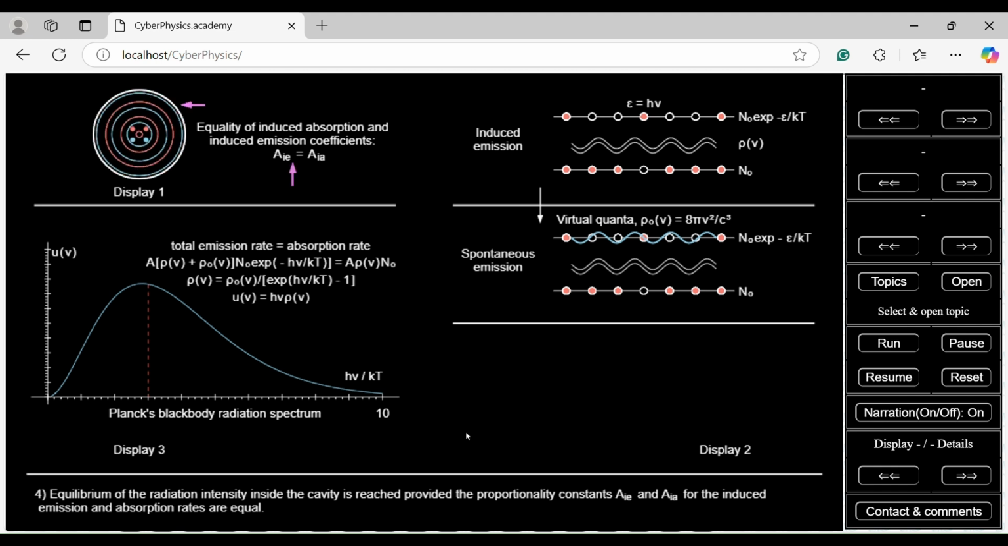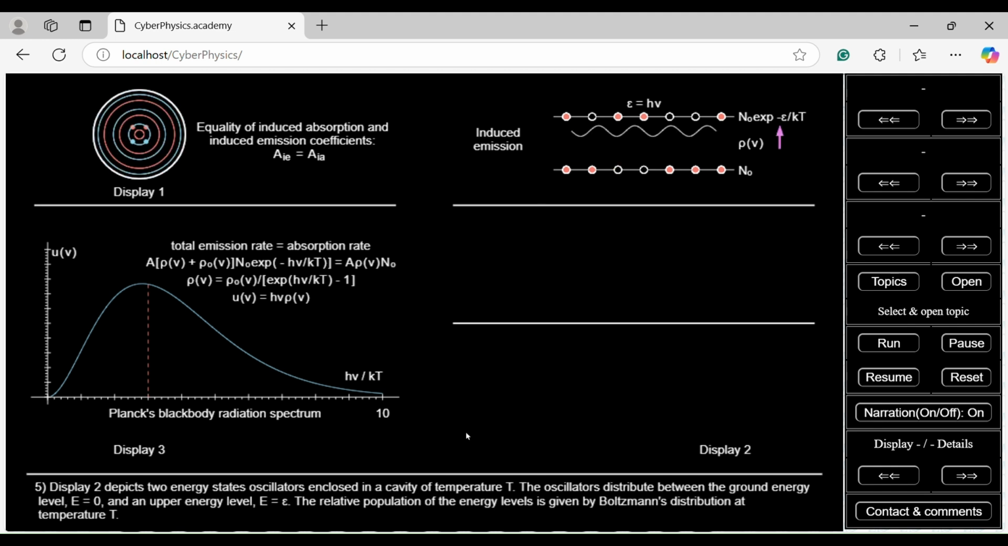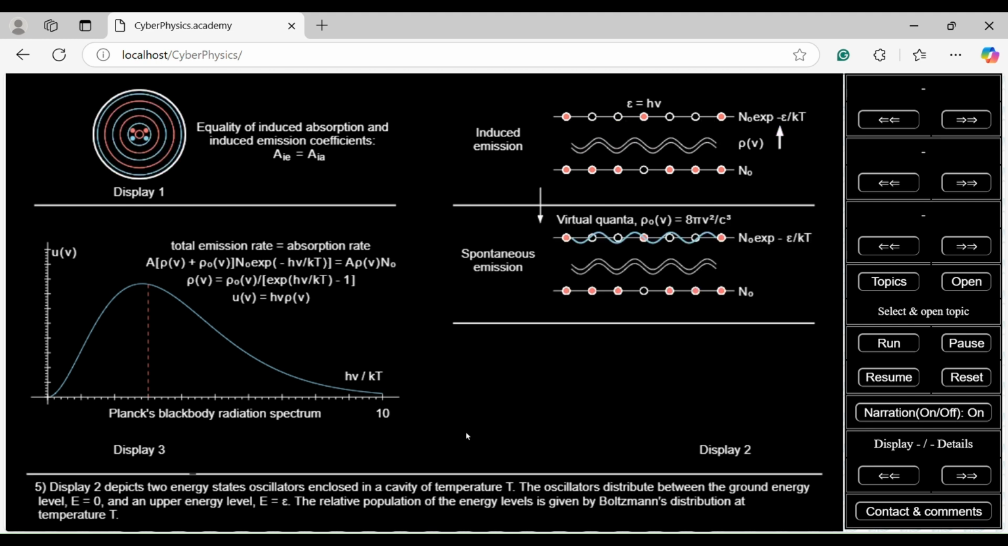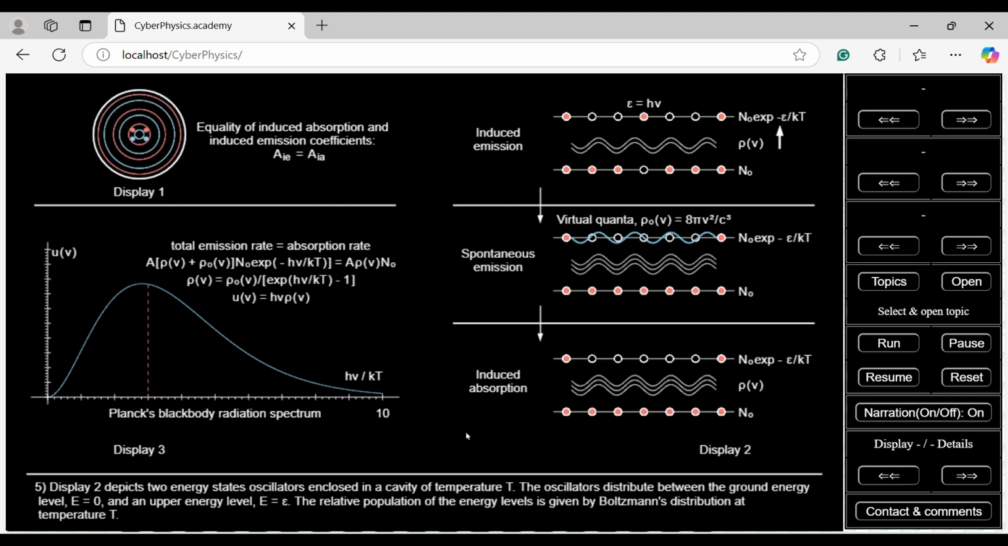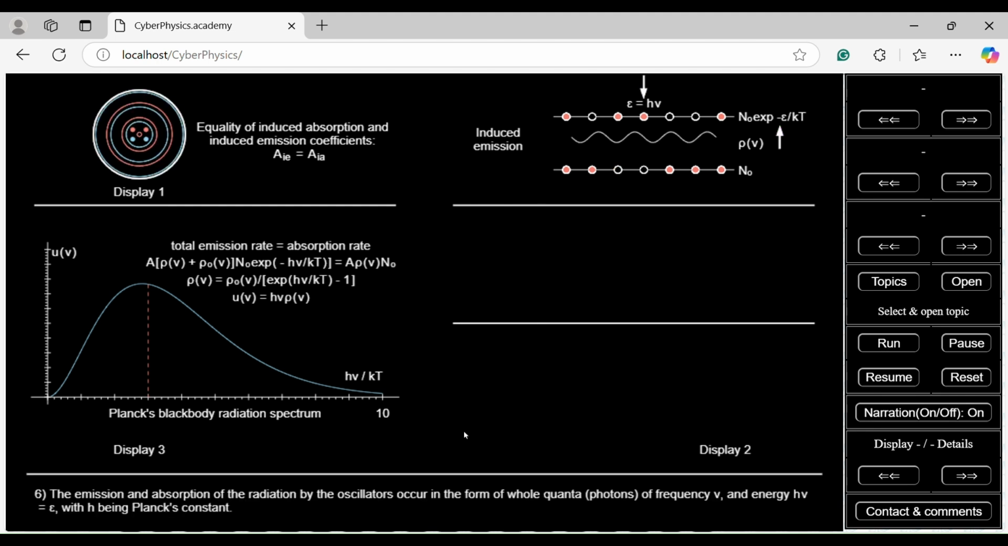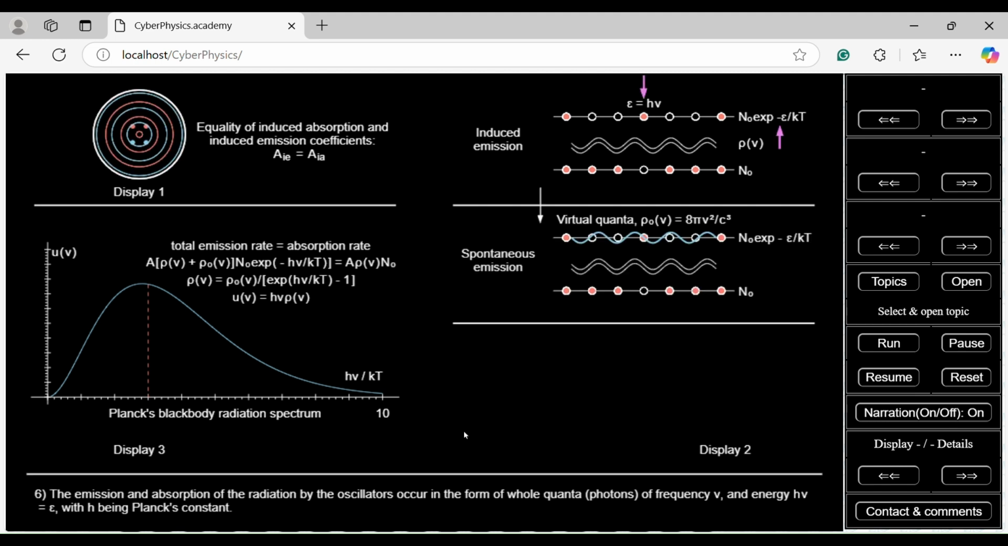Display 2 depicts two energy states atoms enclosed in a cavity of temperature T. The oscillators distribute between the ground energy 0 and an upper energy, epsilon. Boltzmann's distribution at temperature T gives the relative population of the energy levels. The emission and absorption of the radiation by the oscillators occur in the form of whole quanta, photons, of frequency nu, and energy h nu, with h being Planck's constant.